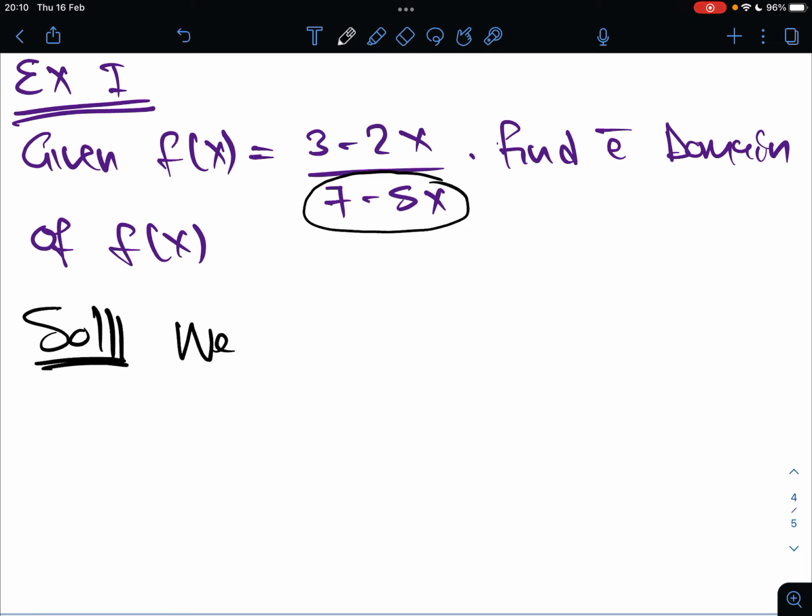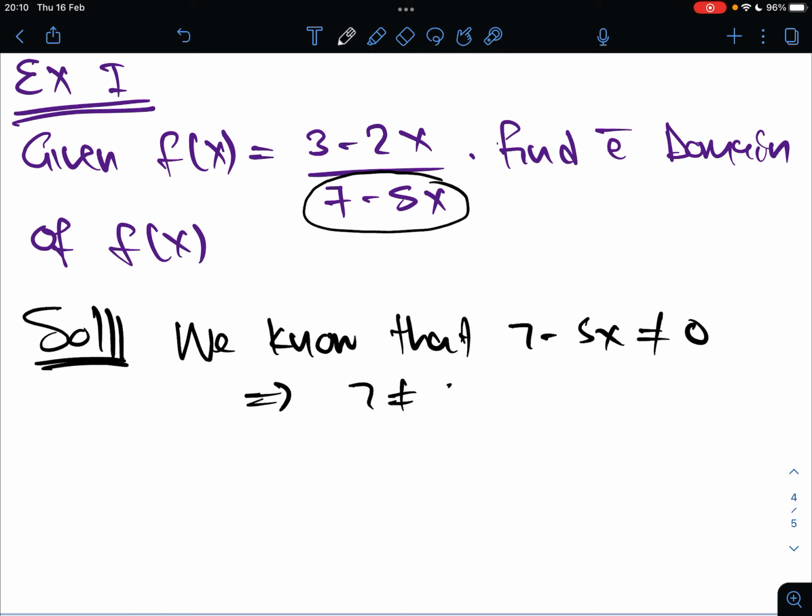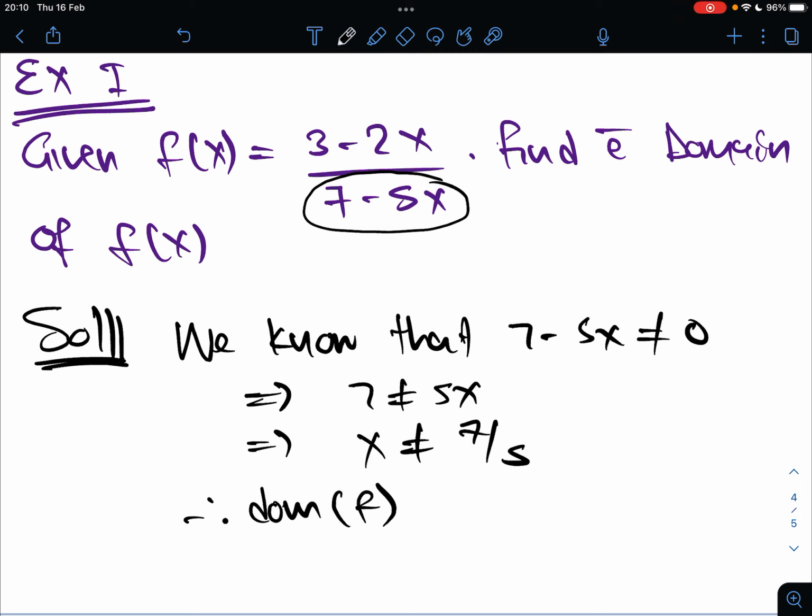Which means it follows that 7 minus 5x cannot be equal to 0. So this implies 7 cannot be equal to 5x, which implies that x cannot be equal to 7 over 5. Therefore, the domain of f, which we write as dom f, is just x an element of the real numbers, but x cannot be equal to 7 over 5.